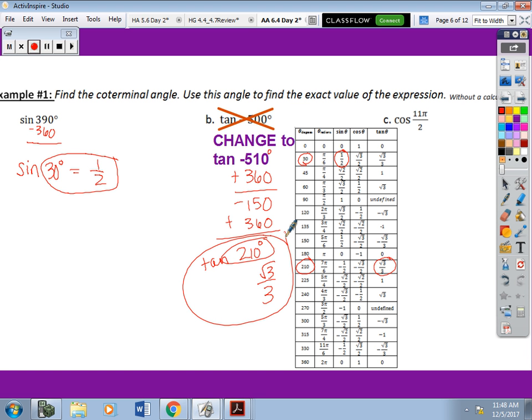Did you say this is really easy? No, you just add it. And you don't want to keep adding it so that it gets bigger than this, but you might have to subtract it multiple times until you find a number that's in your chart.